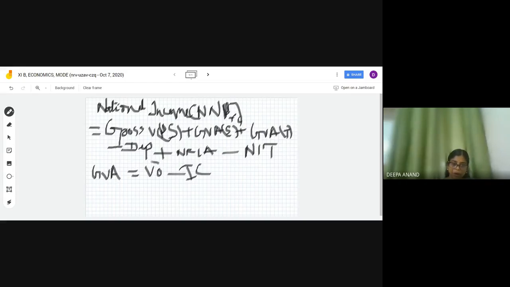Now, what does value of output mean? If value of output is given in the question, you don't have any problem. Put the same value of output here, and value of output minus intermediate cost. If intermediate cost is not in the question, then value of output itself is the GVA. If value of output is not given in the question, then you have to write sales plus change in stock. Write all these formulas.